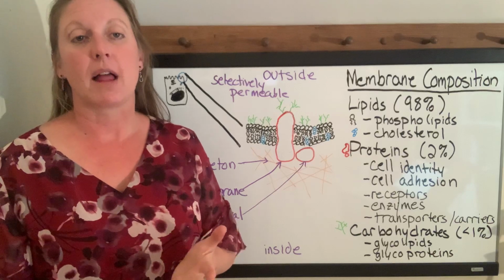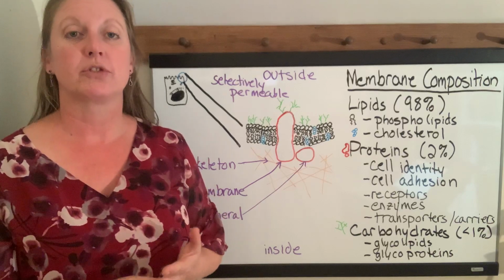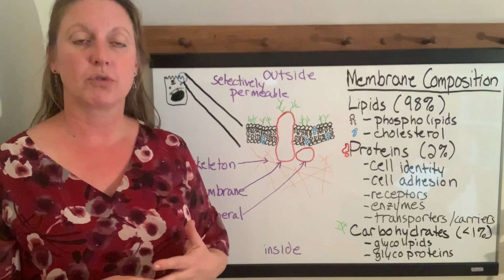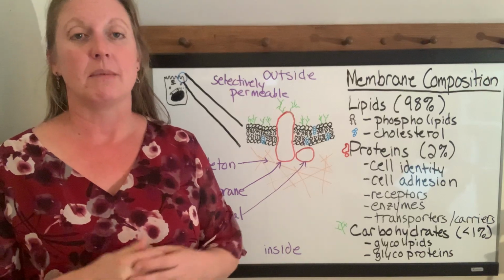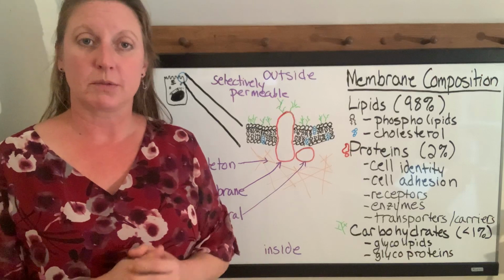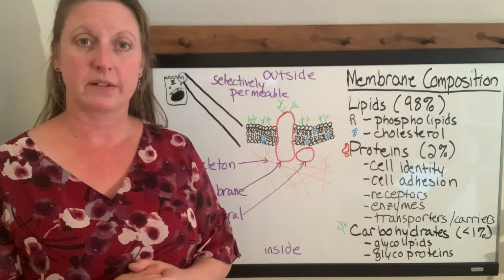The third thing that the plasma membrane is responsible for is transport. That means that it's controlling what goes into and out of the cell. If it didn't control it, then there wouldn't be much point in having a boundary in the first place.